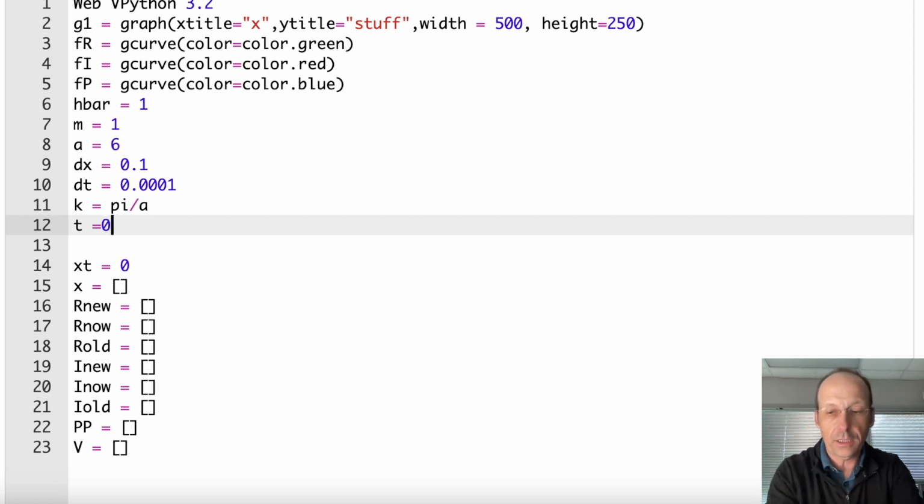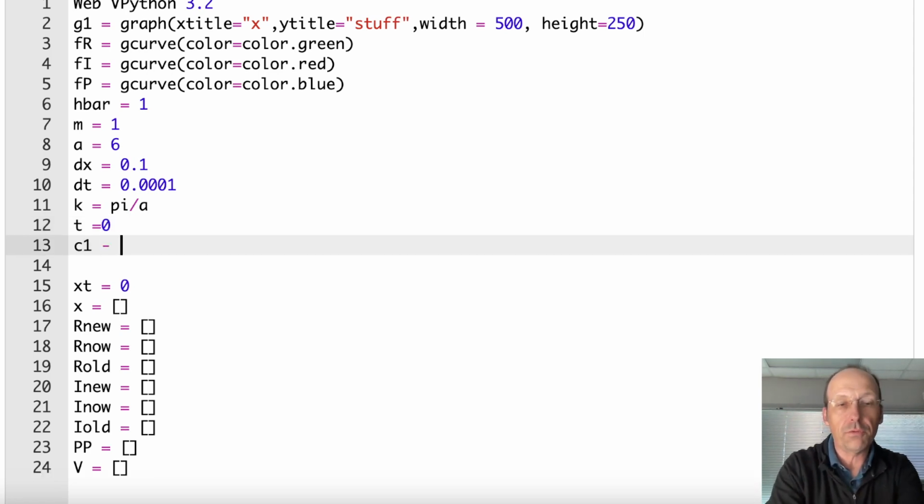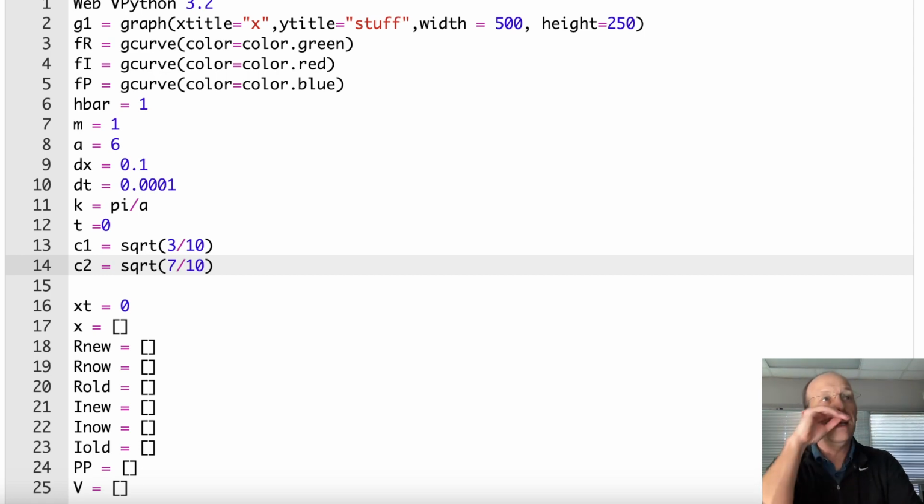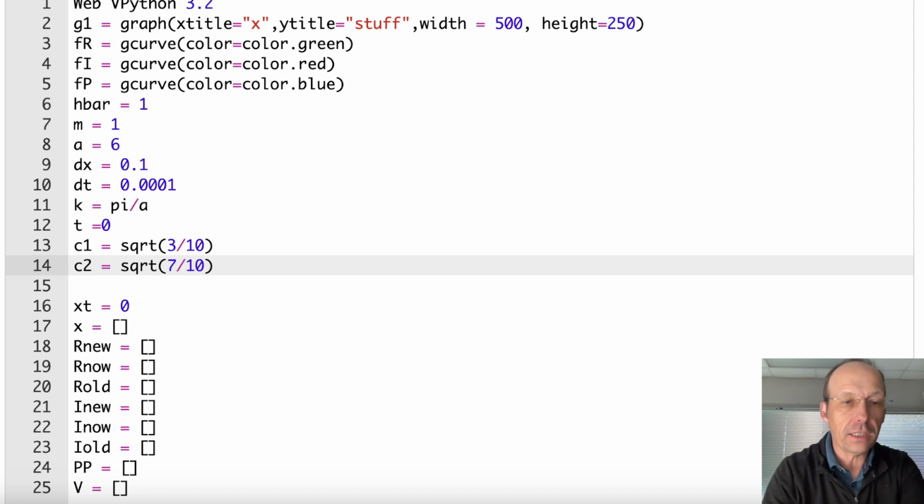So I need to pick C1 and C2. This is what I used before. C1 is the square root of 3 over 10. C2 is the square root of 7 over 10. I think these values make a normalized initial thing, but we're going to change that anyway. Okay, let's start building our first list.